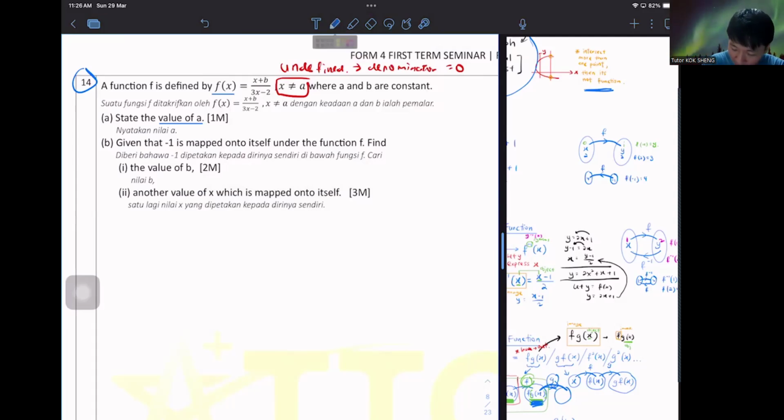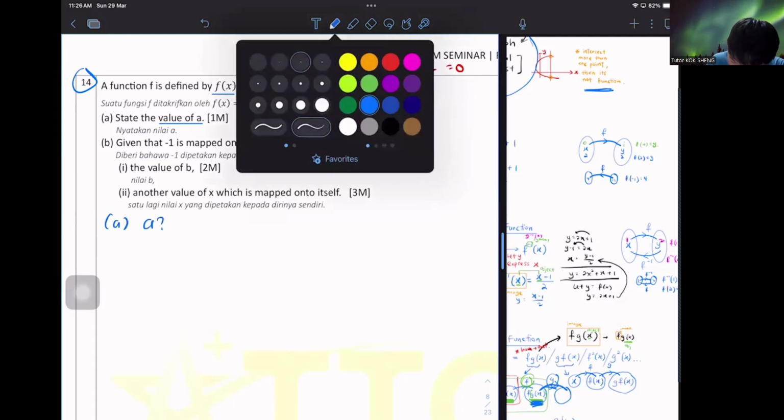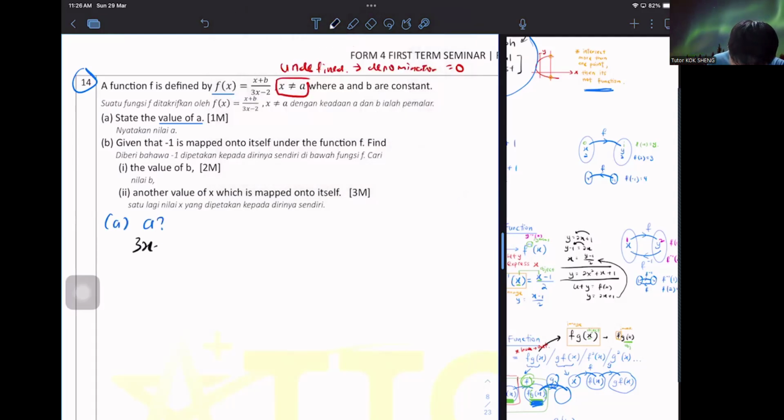Okay, let's go. So we're finding the A value. Now we take the denominator equal to 0. Negative 2 bring over plus 3 bring over divide. You should be able to get the x already. You should know what number cannot sub. Correct? 2 over 3. So 2 over 3 is the one that you shouldn't sub into the x because it will get undefined. So that's the answer for A.